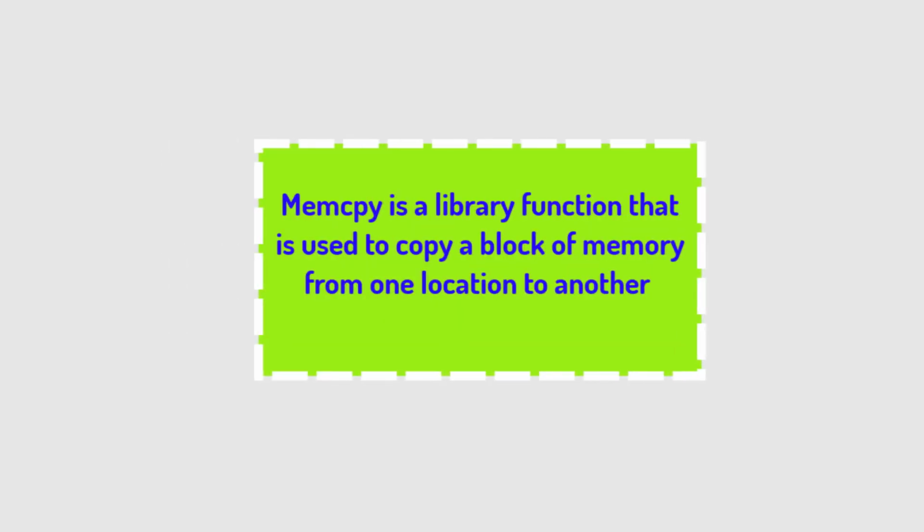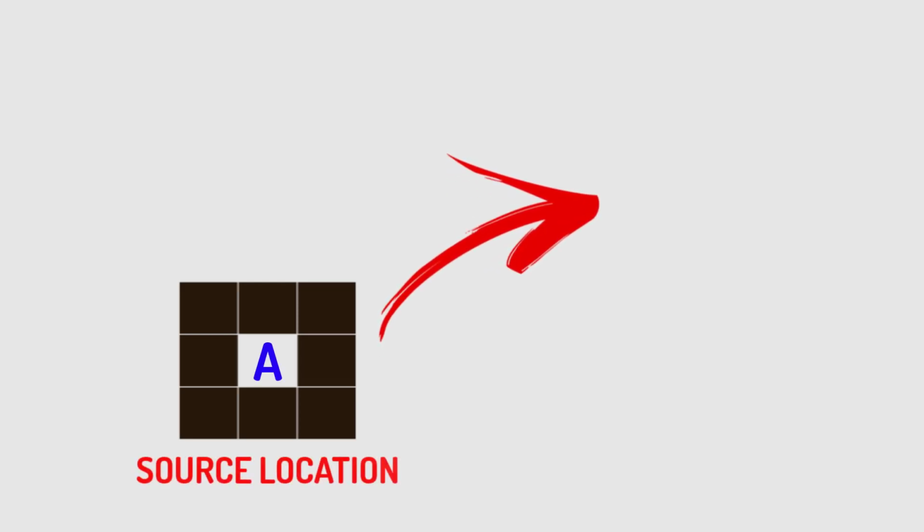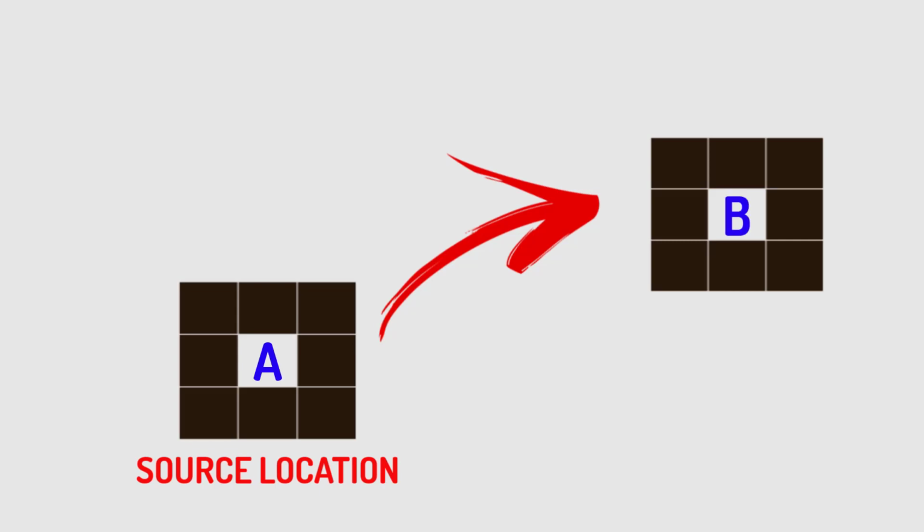In C, memcpy is a library function that is used to copy a block of memory from one location to another. It allows you to copy a specified number of bytes from a source memory location A to a destination memory location B, even if the memory blocks overlap.